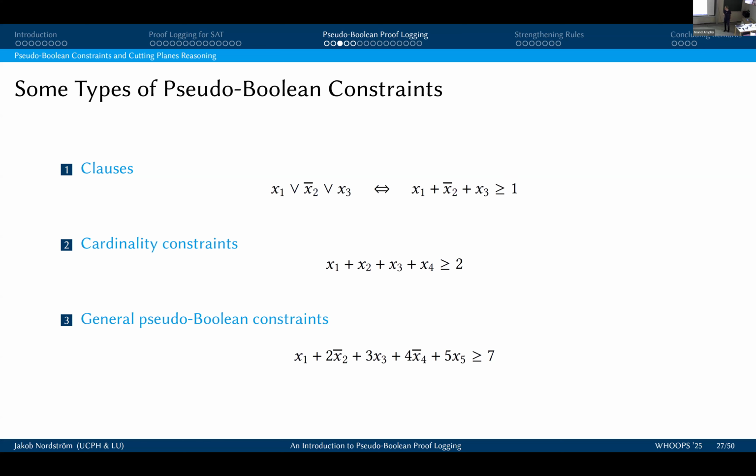Just to make sure we're on the same page, note that this is a strict generalization of clauses. A clause is just saying that the sum of the literals is at least 1, but you can compactly express more interesting things, like a cardinality constraint, at least 2 out of these 4 variables are true, or something more general like x1 plus 2 not-x2 plus 3x3 plus 4 not-x4 plus 5x5 greater than or equal to 7, something like this. So these are the constraints in our language. This is what they look like.